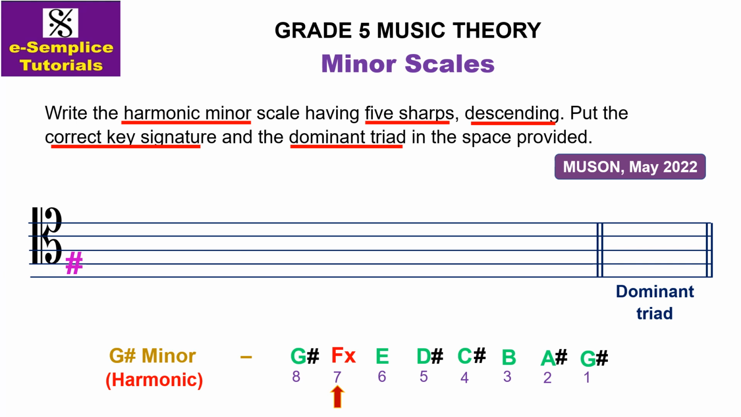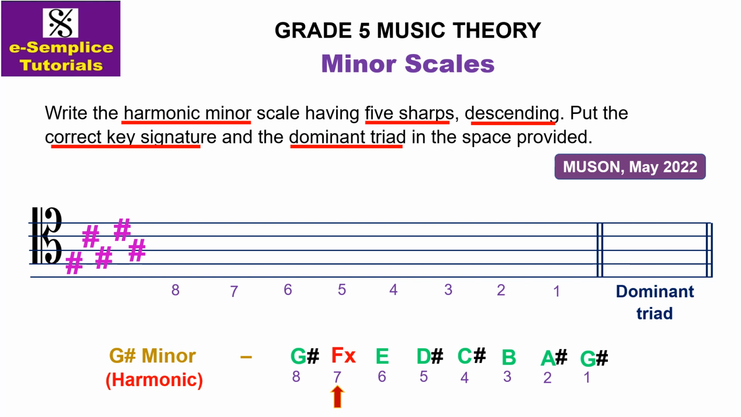First, you are supposed to show the correct key signature. So that's F sharp. This is tenor clef, so F sharp is down, not up. Followed by C sharp, G sharp, D sharp, and A sharp. Let's add the scale now.